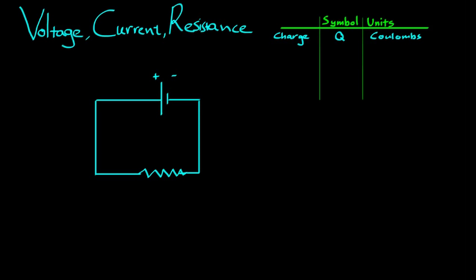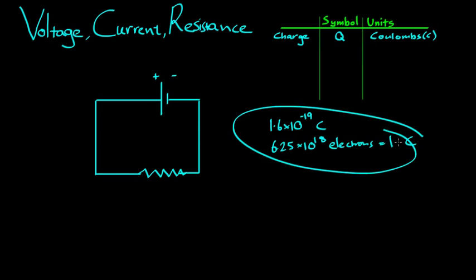But a coulomb is not the charge on one electron. There are billions, trillions of electrons in everyday objects. So one electron doesn't carry much charge by itself. In fact, one electron is only 1.6 times 10 to the negative 19 coulombs. So you would have to have 6.25 times 10 to the 18 electrons to equal 1 coulomb. So that's how we talk about electrons and charge.